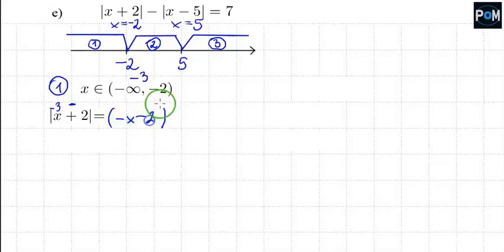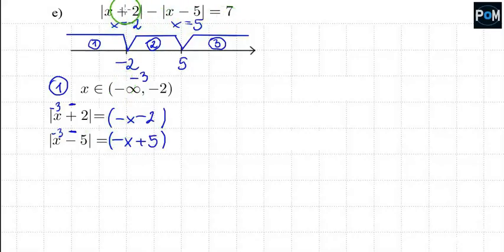Therefore, we need to change the signs. Negative x, negative 2. We also substitute this minus 3 into the second absolute value expression. And then we have minus 3 minus 5, which gives us minus 8. This absolute value is also negative, so we must change the signs inside the parentheses here. The x will become negative and the 5 will become positive. Now we can proceed to insert this into our example.